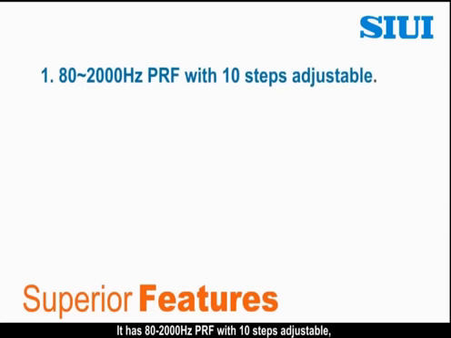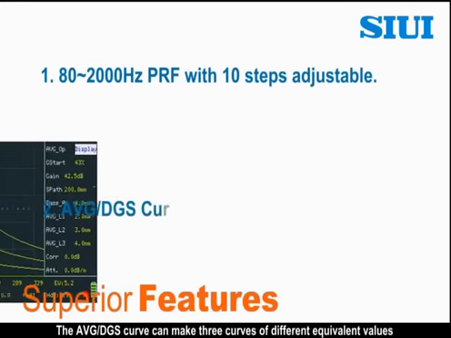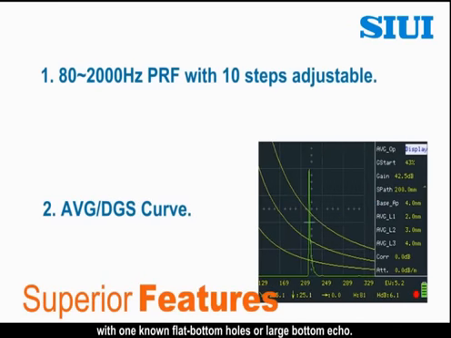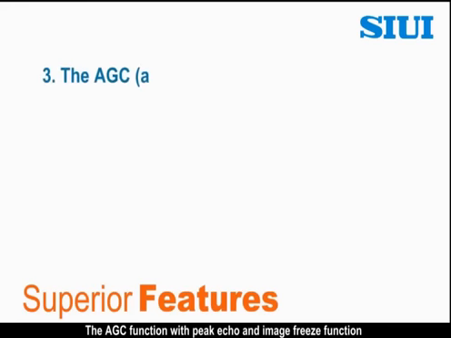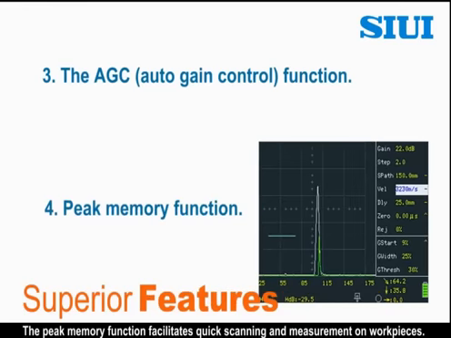It has 80 to 2000 Hz PRF with 10 steps adjustable. It can avoid reverberation signals during flaw detection. The AVG DGS curve can make 3 curves of different equivalent values with one flat bottom hole or large bottom echo. The AGC function with peak echo and image freeze function can help you quickly identify the highest echo. The peak memory function facilitates quick scanning and measurement on workpieces.